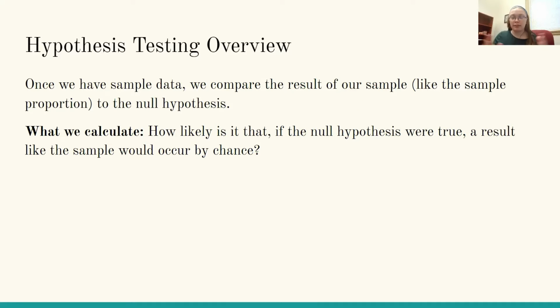So this is all the theorizing, what's happening in the whole population. But we can't measure the whole population. We can only measure a sample, right? So we'll take sample data and we'll get some result, the sample proportion. How many of the donuts in our sample were actually glazed? What percentage? Once we have that sample data, we can compare that result, our sample proportion, to the null hypothesis.